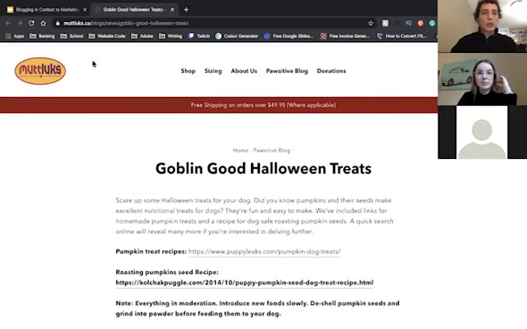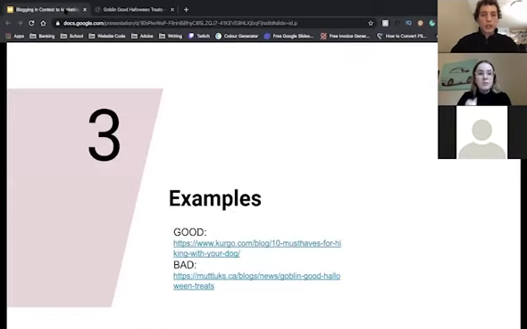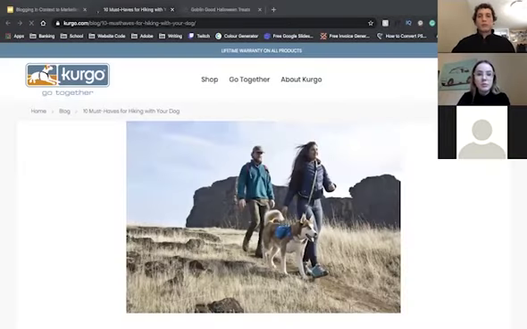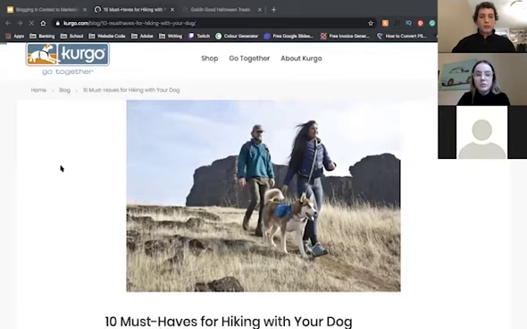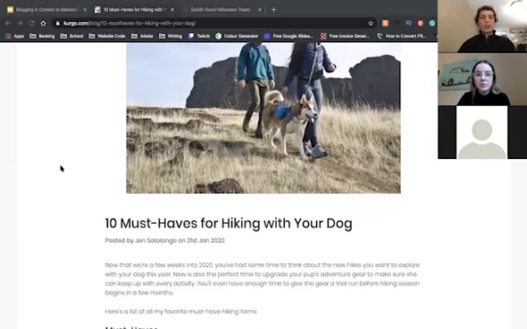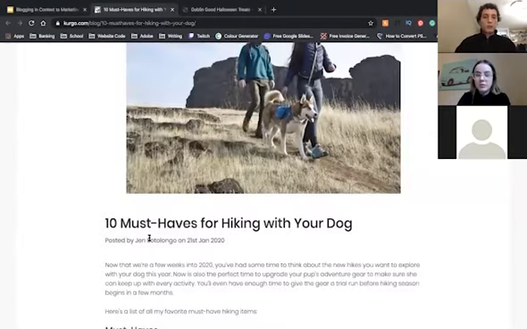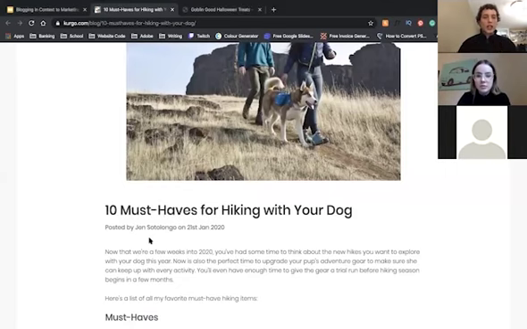Okay, so let's go to a good one and you can actually see the difference. "10 Must-Haves for Hiking With Your Dog." Right off the start, we already know what we're reading about. It's catchy and it's quick. It's 10 must-haves, so it's something that people can wrap their brain around and think, okay, let me read these 10 things that are going to benefit my hike with my dog.